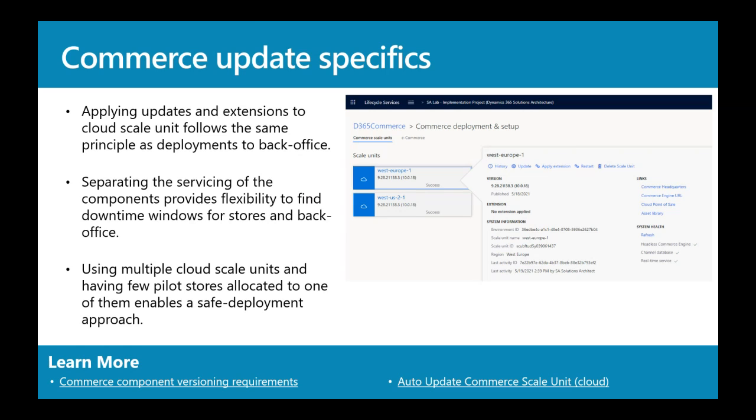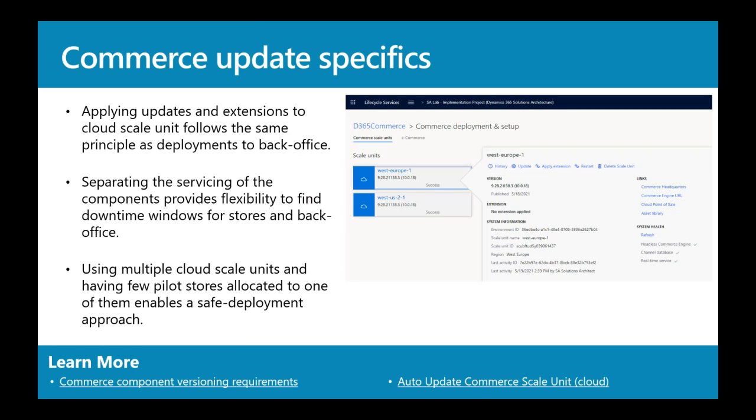In this example, you have one in West Europe and one in West US. That makes the servicing a bit easier because you can then select the downtime window which is the best one for a specific region, when stores are, for example, not operating.